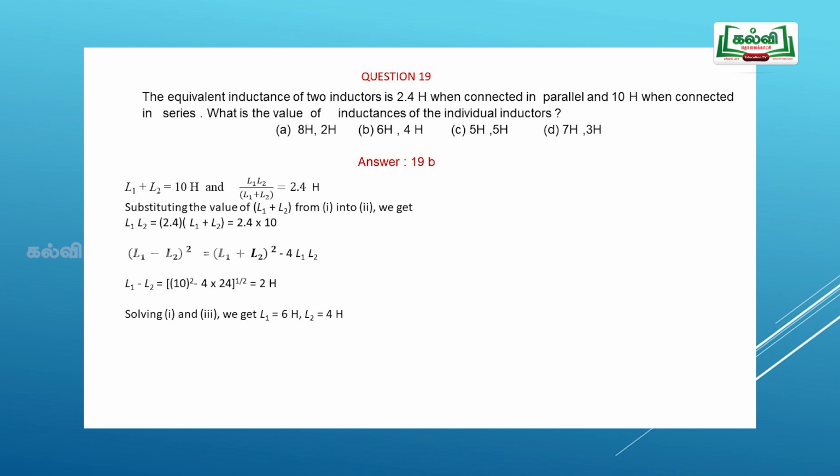So you have L1 L2. You are strong in your maths, fine. Then what is A minus B the whole square? It is A plus B the whole square minus 4AB. Substituting for all the values you get L1 minus L2. You have L1 plus L2 and you have L1 minus L2. Solve with these two equations to calculate L1 and L2, which are 6 Henry and 4 Henry.